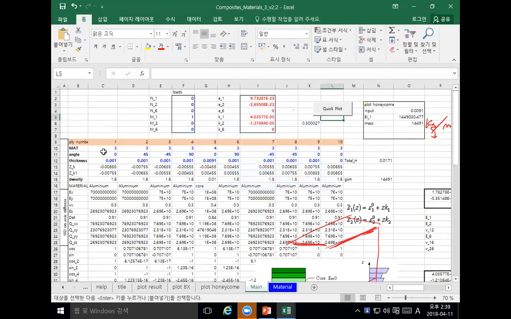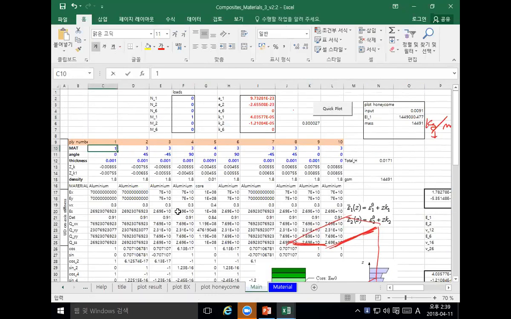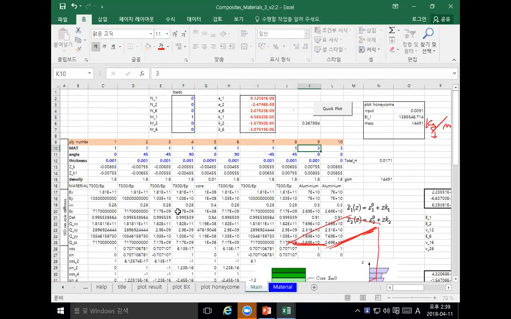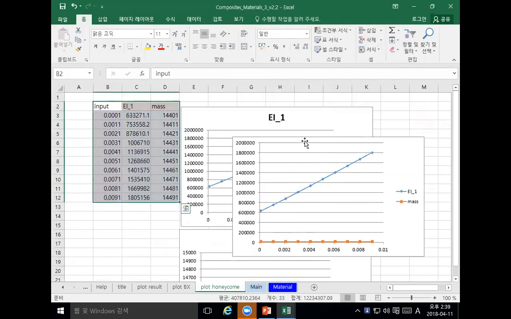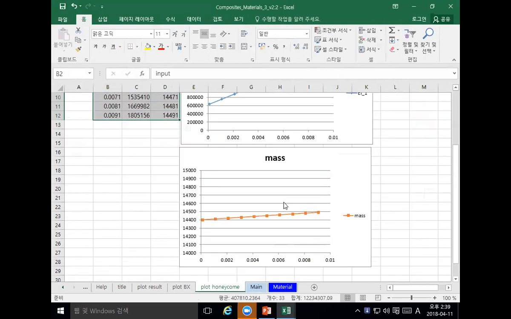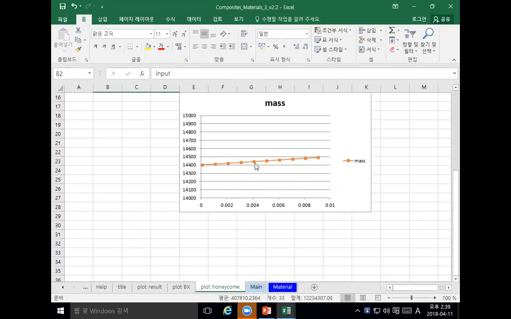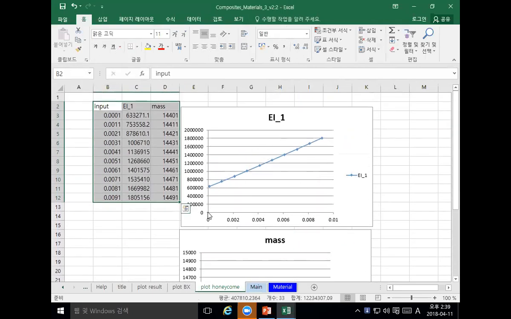Okay, before that, this is the isotropic. Now let's get back to the composite, 1111. So core 4 and do that, and again now we got all of these changing as expected. Look at the mass. Actually the core contributes a little bit to the total mass, but as you can see, very small. But if you look at the bending stiffness, you're starting from zero, I mean no core, and you look at how it increases, very effectively. Okay.